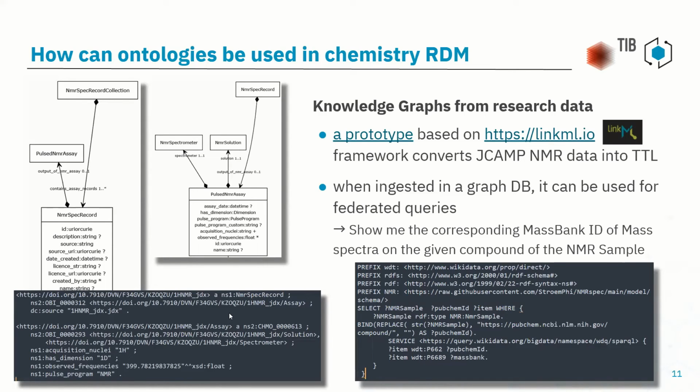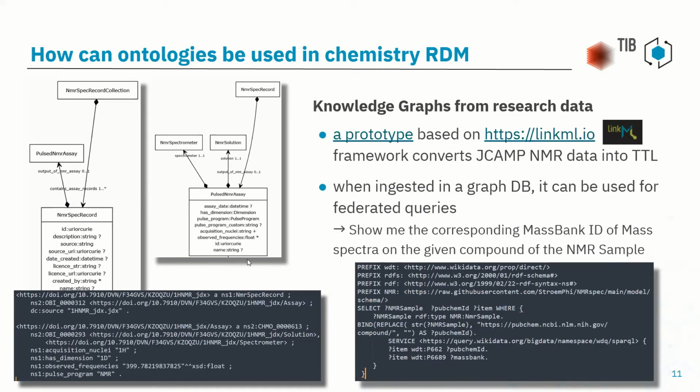And this TTL is basically a small knowledge graph that has your JCAMP-DX data semantified, and you know, okay, this is my sample, this is the nuclei that was observed, and this is the dimension of the resulting spectra, for instance.